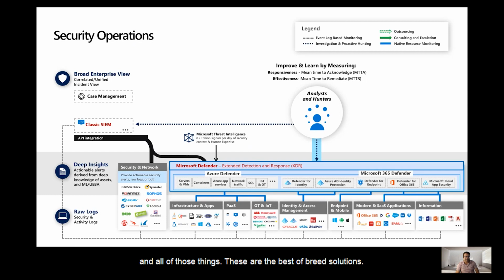These are the best of the breed solutions. They have been fundamentally integrated in a way that they tightly understand each other. There is event normalization. They are integrated through API, and they are able to understand each and every aspect of what they are governing and generate deep insights and hand it over to the SIEM.